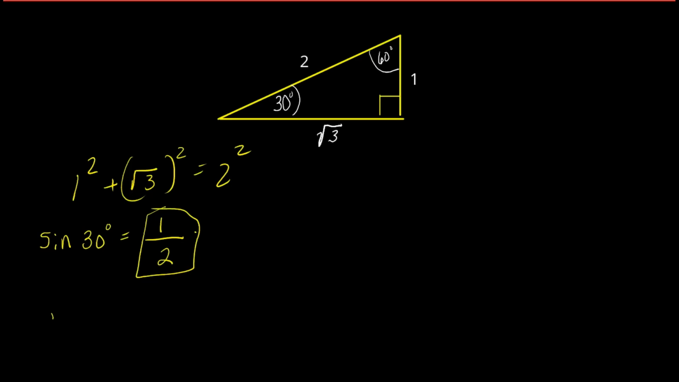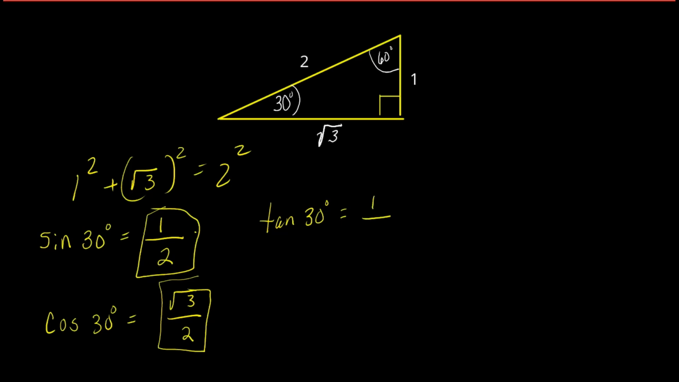The cosine of 30 is the adjacent over hypotenuse. So the adjacent would be the square root of 3 over 2. And the tan of 30 will be the opposite over adjacent. That's going to equal 1 over the square root of 3, which then becomes the square root of 3 over 3 after I rationalize.